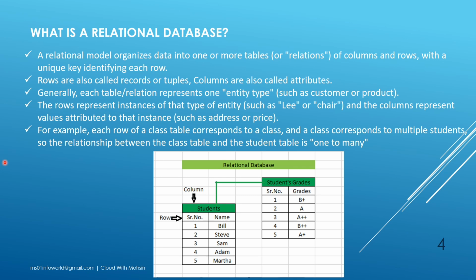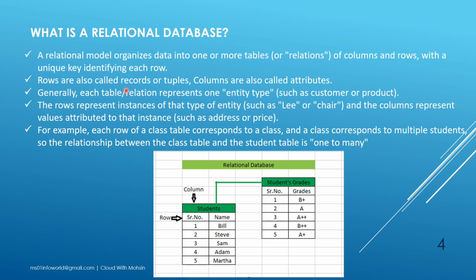So let's start with Amazon Relational Database Service, that is RDS. Before discussing that, let's understand what a relational database is. A relational data model organizes data into one or more tables, or relations, of columns and rows, with a unique key identifying each row. Rows are also called records or tuples. Columns are called attributes. Generally, each table or relation represents one entity type, such as customer or product, and the rows represent instances of that type.